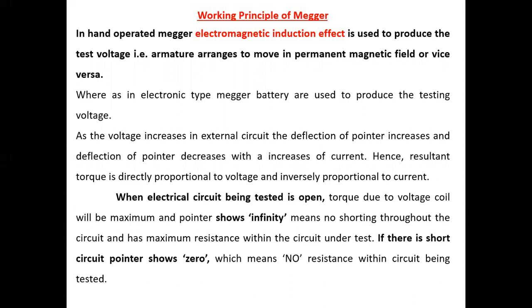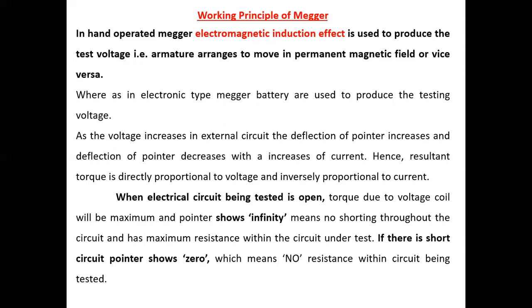As the voltage increases in the external circuit, the deflection of the pointer increases, and the deflection of the pointer decreases with the increase in current. Suppose voltage increases, then the resistance value should increase, and accordingly the deflection will increase. And when the current increases, the resistance should decrease, and at that time the pointer should move towards the zero value. Hence, the resultant torque is directly proportional to voltage and inversely proportional to current, according to Ohm's law.